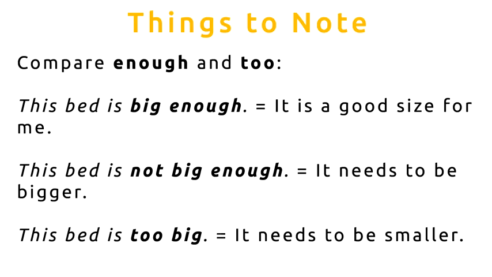Now let's use too. This bed is too big. This means it needs to be smaller. It's too big for me. It's more than is necessary. So it needs to be smaller. So that's a comparison of enough and too, just so that you can understand them better.